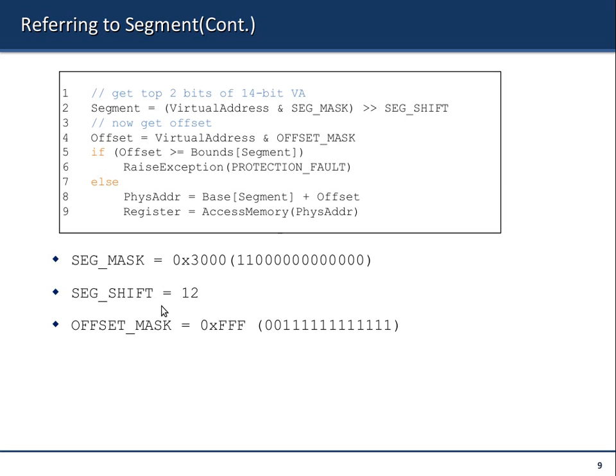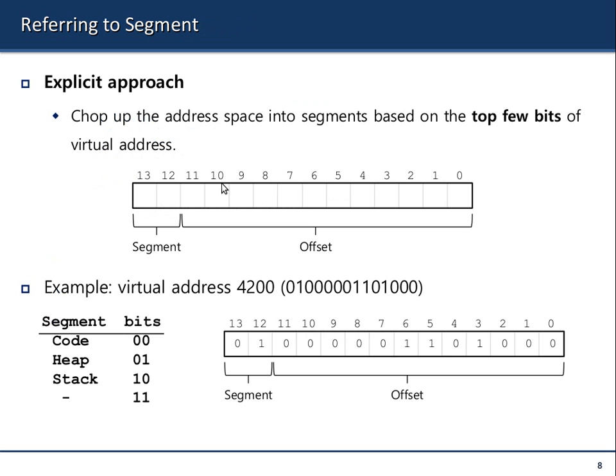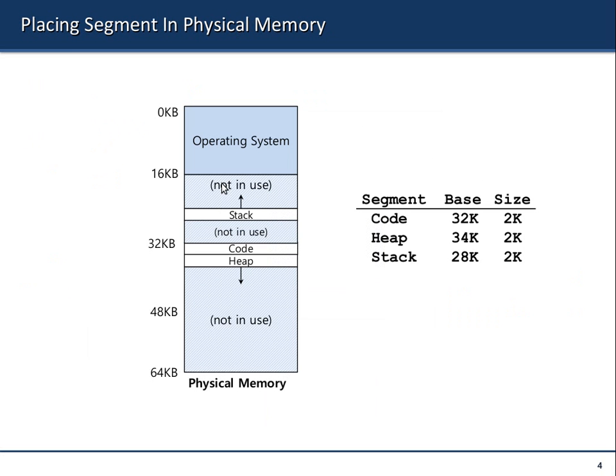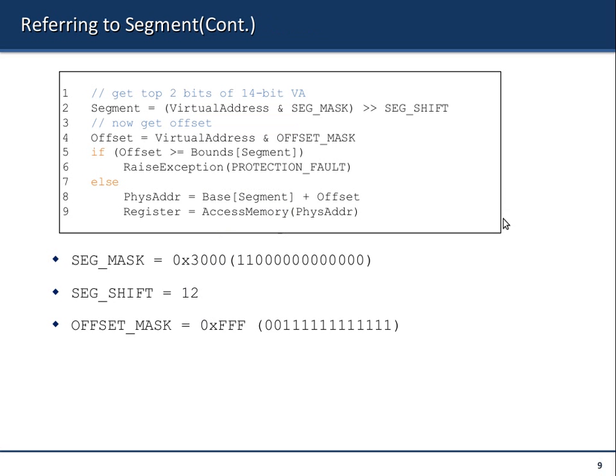Do you get this code? Shift it to the right by 12 bits so you can get the actual segment value. Okay? Now, for example, the bound and the base, you can actually represent this as an array. Index, this is the index: 00, 01, 10. This is the base, this is the size, the bounds. Okay? So you can actually do that, and this is what will happen.